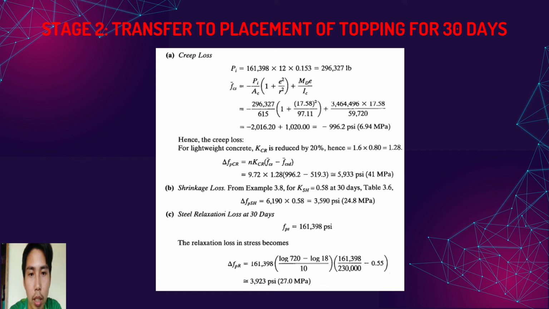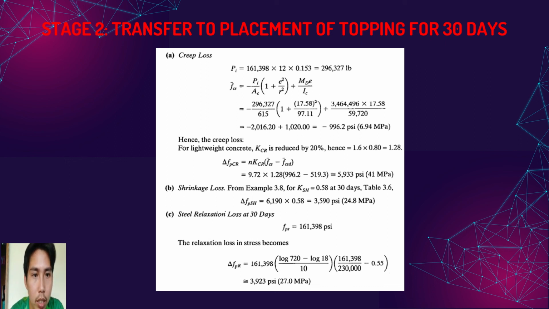Stage 2, total losses. Delta F sub PT equals delta F sub PCR plus delta F sub PSH plus delta F sub PR equals 5,933 plus 3,590 plus 3,923 equals 13,446 psi. From example 3.8, the increase in stress in the strands due to the addition of topping is delta F sub SD equals 5,048 psi.